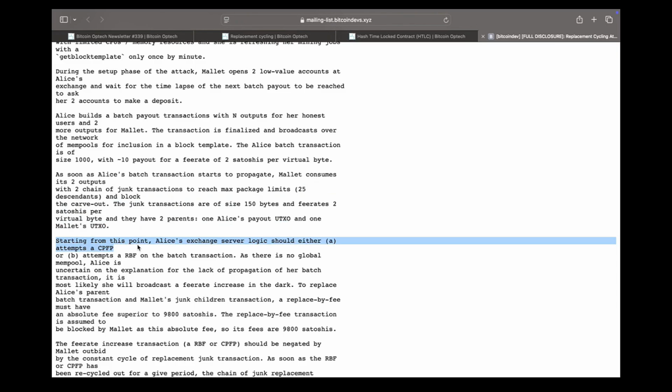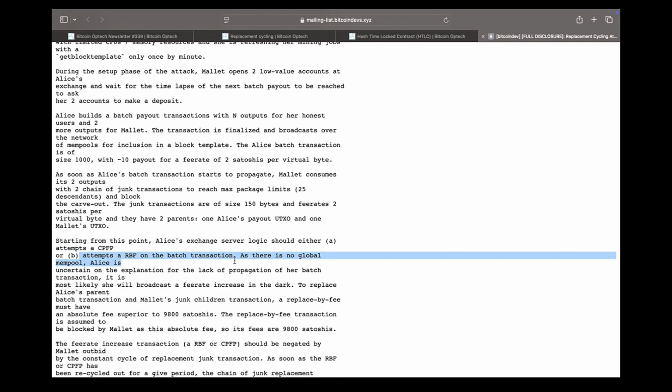Alice has broadcasted the transaction. Now Mallory has added descendants to that transaction with a low fee, due to which Alice's batch payment is not getting mined. Now Alice's node, when it observes that the transaction is not getting mined, has two options: either to attempt an RBF of the batch transaction. RBF is replace by fee. It's basically you create a new transaction, quote unquote, and pay a higher fee with the same inputs.